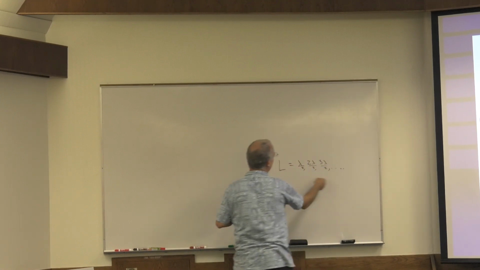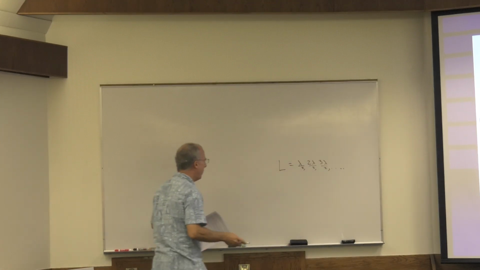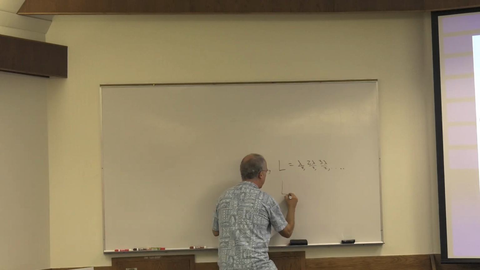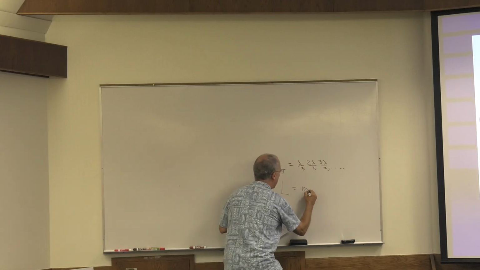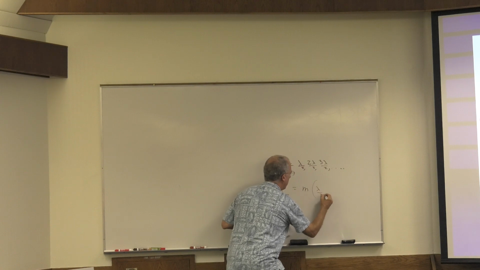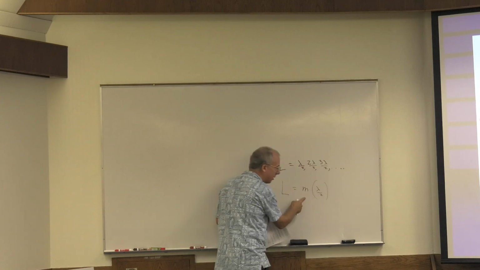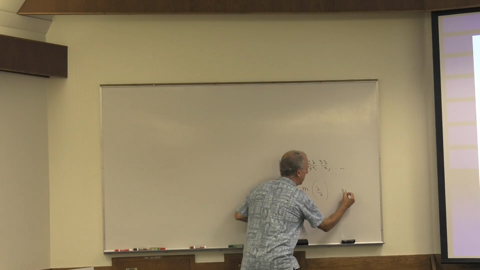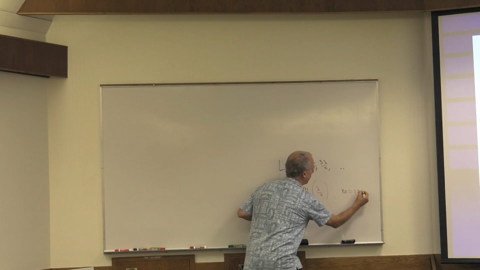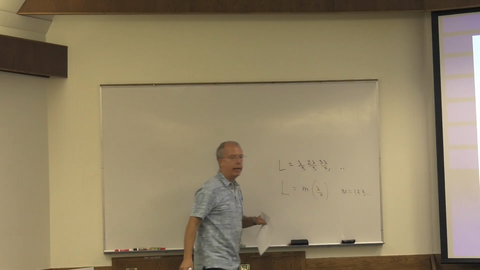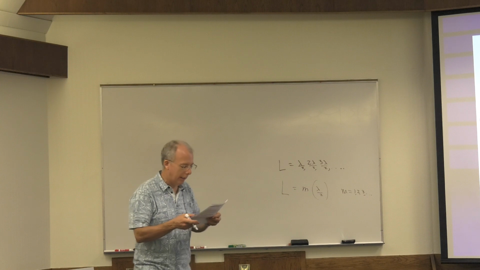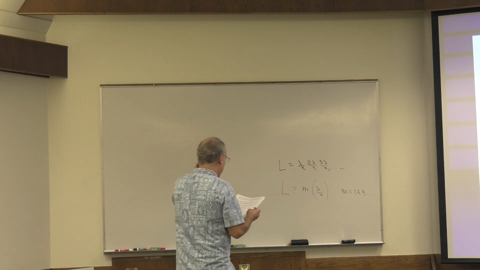It's too much trouble to write that, so we're just going to say that the length of the string is m lambda over 2, where m is not the mass, it's the index. It stands for 1, 2, 3, on and on. Index, no units, just a number. Okay? Well, that's cool.